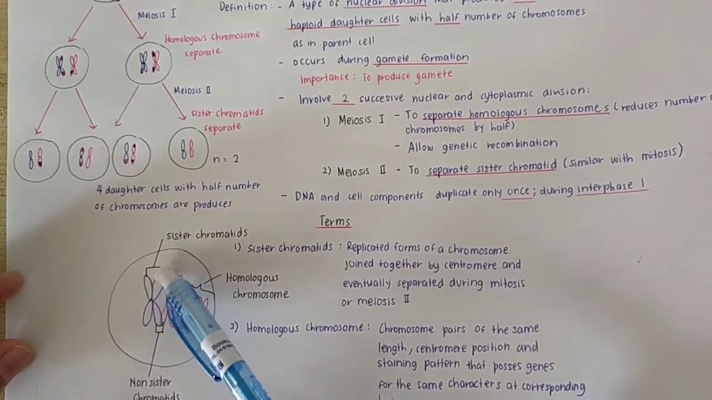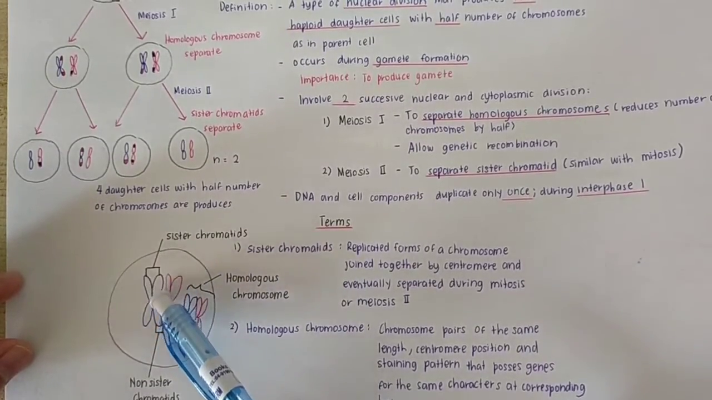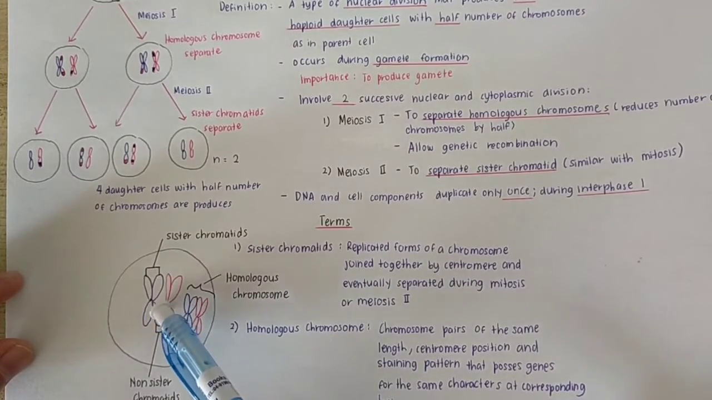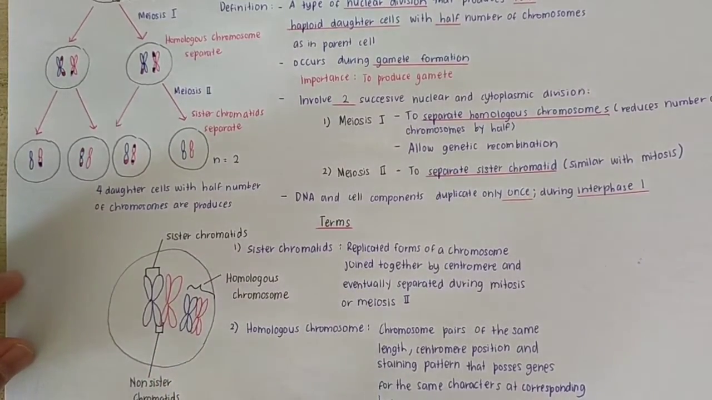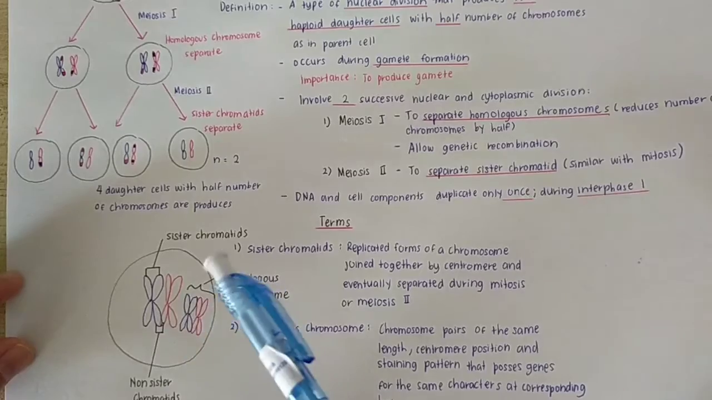Maksudnya based on the structure here, okay, replicated form of a chromosome, okay, which will join together at the centromere here. Okay, so ni kita panggil sebagai sister chromatid. Okay, and then what is homologous chromosome?